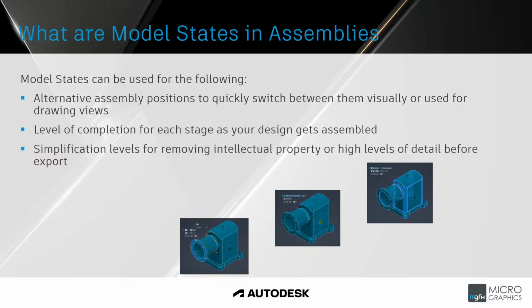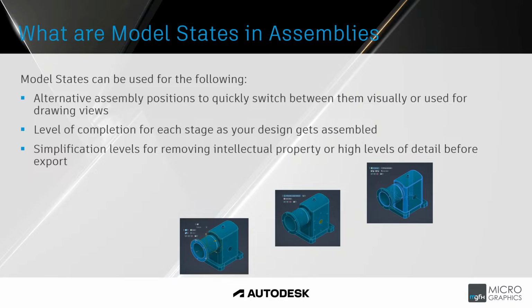Also levels of completion for each stage of your design that you have assembled. Maybe in your factory, as the product goes through, you've got all your stock material that comes in, and then you've got to start the whole process. Maybe this is where all the holes get drilled, and then where it gets assembled, and then where it gets welded, and then maybe the finish. The finish is the surfacing, how it's going to get treated. And you can have a different model state as it goes through every stage.